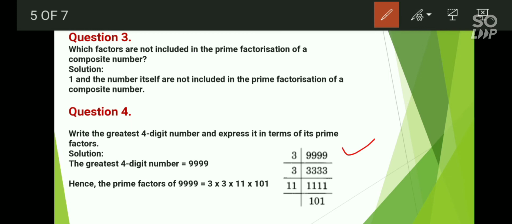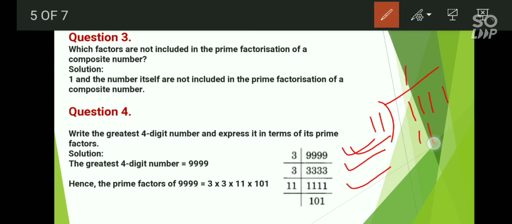As you know, 9999 is divisible by 3. If we divide by 3, we will get 3333. Again it is divisible by 3, we get 1111. And this 1111 is divisible by 11. If you are getting confused, you divide in this manner: 1111 divided by 11.